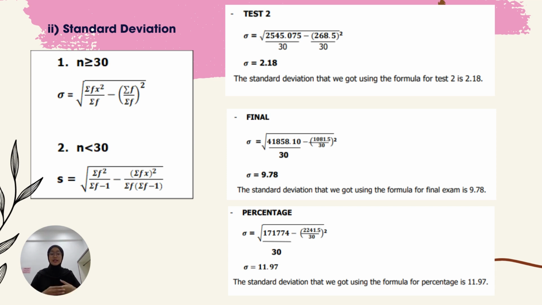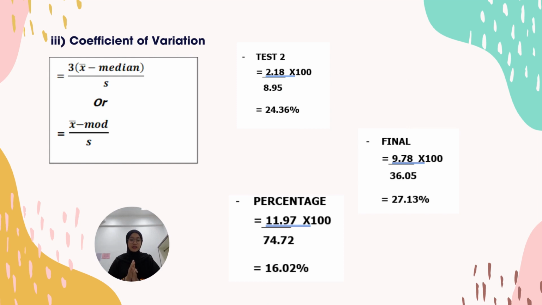For test 2, the standard deviation that we got using the formula is 2.81. And for the final, the standard deviation that we got using the formula is 9.78. And for the percentage, the standard deviation that we got using the formula is 11.97. The third one is coefficient of variation.